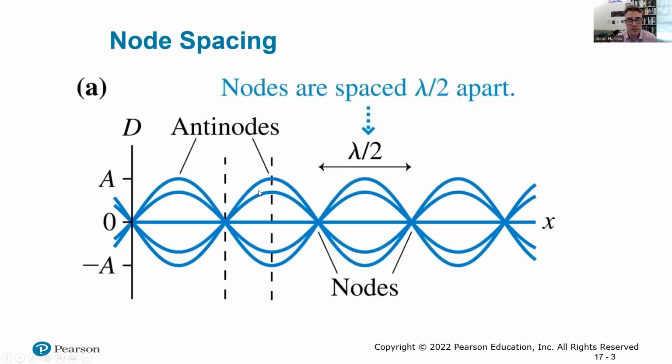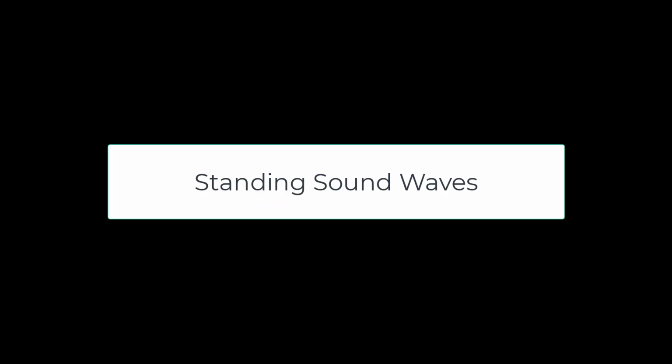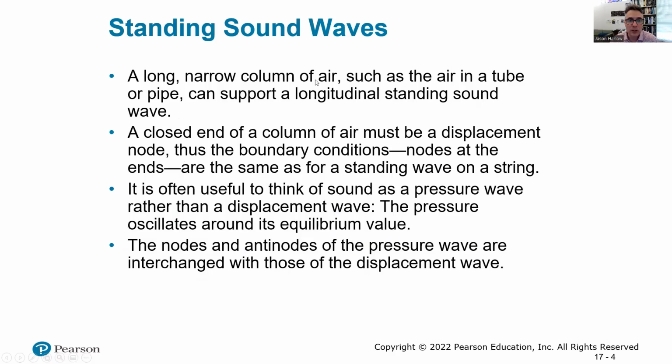Okay, and then one thing to notice is that the distance between either adjacent antinodes or adjacent nodes is lambda over 2, half the wavelength. A long, narrow column of air, such as the air in a tube or pipe, can support a longitudinal standing sound wave. Longitudinal meaning that the energy, which would be traveling in the x direction, is parallel to the oscillation direction of the particles in the medium.